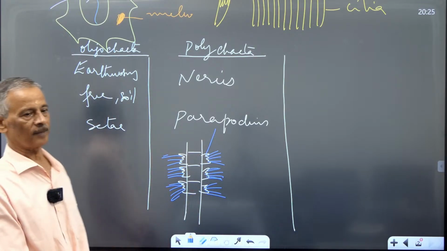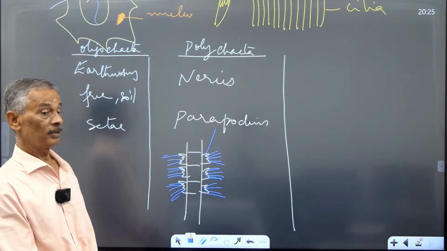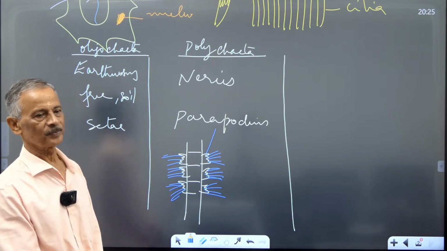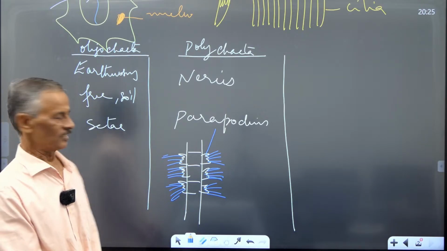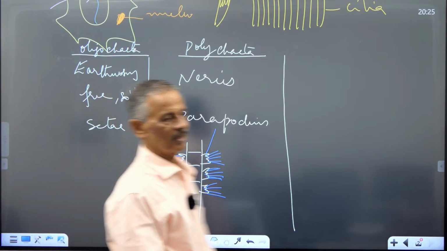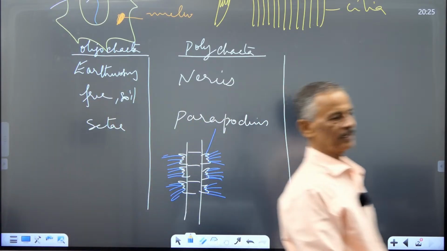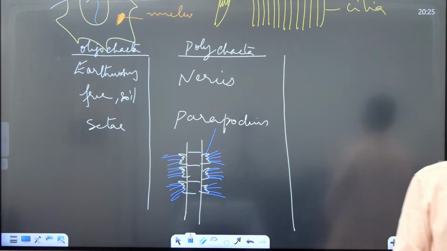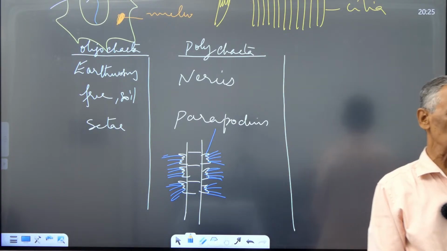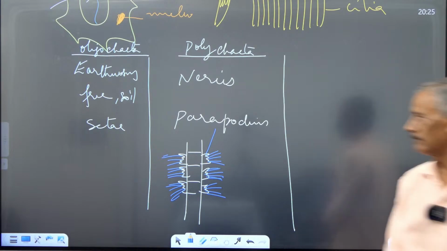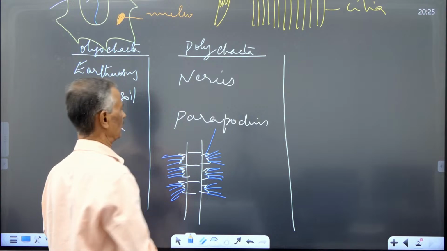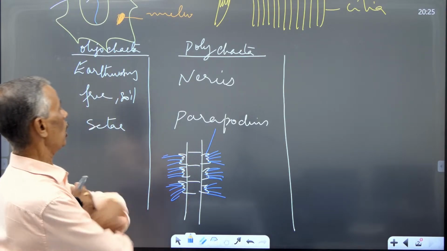What is the meaning of the word? Para, like in Parazoa. Para means sides. Poda, appendages. Appendages which are on the sides. Appendages that are developing on the two sides which are helping in locomotion. For the first time, appendages for locomotion are arising as lateral appendages. They are called parapodia.